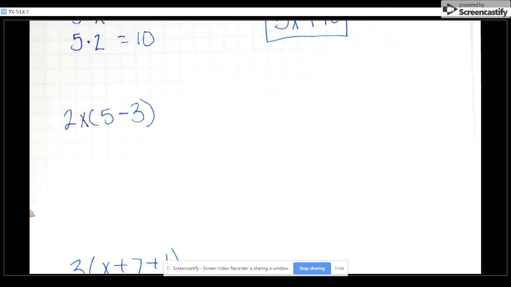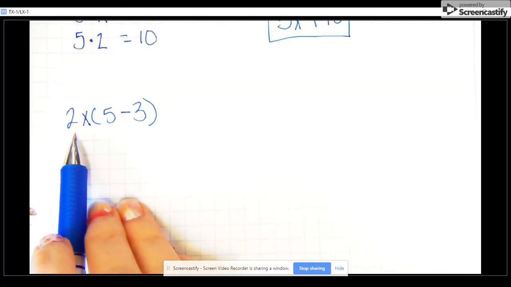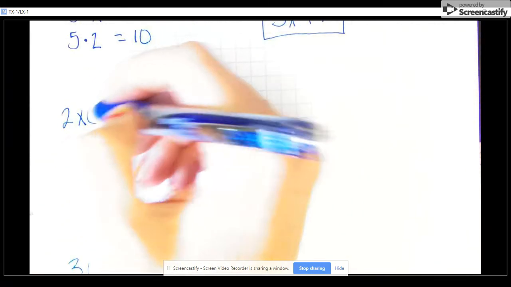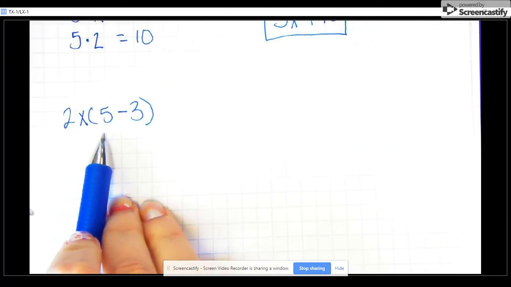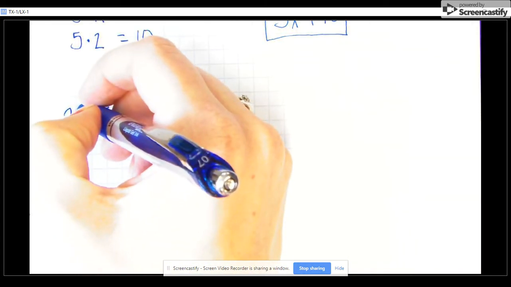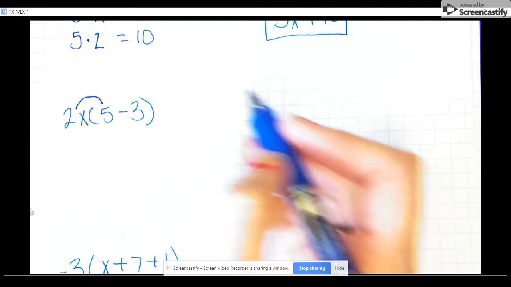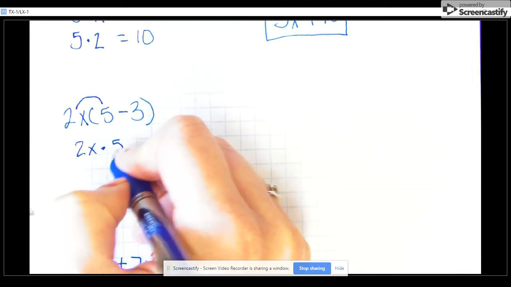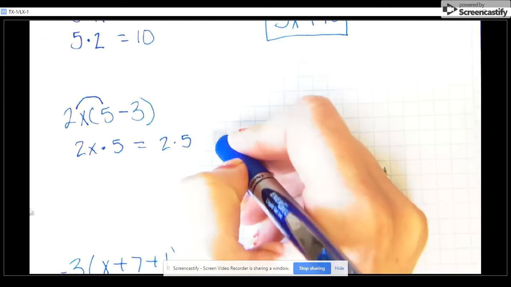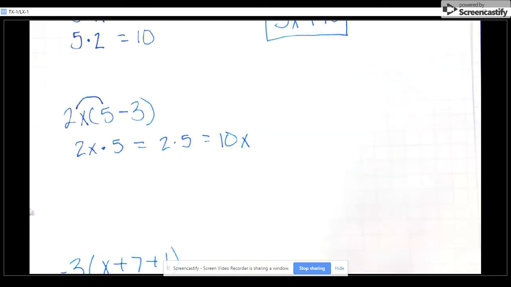Let's continue on with that next problem. 2x parentheses 5 minus 3. So I'm going to do distributive property again, but this time I'm taking this 2x and multiplying it by 5 and then by negative 3. So I have 2x times 5. 2x times 5 is just like saying 2 times 5, but I just want to make sure I put that x at the end. So 2x times 5 is going to be 10x.